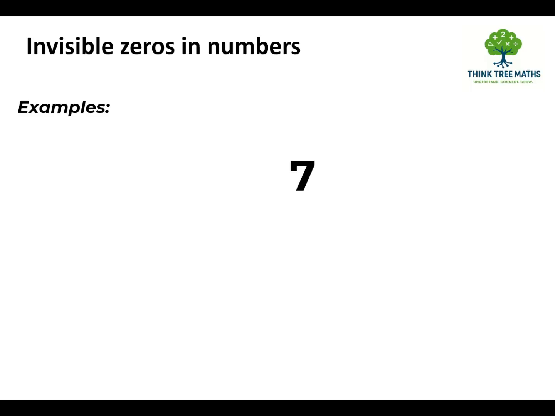In the first example of 7, it is understood to have a chain of zeros to the left. These are just placeholders in the place values before the digit 7. We know 7 is 7 units or 7 ones.